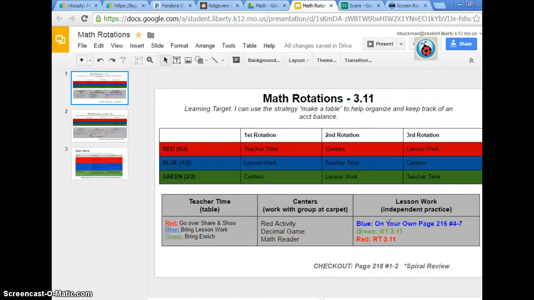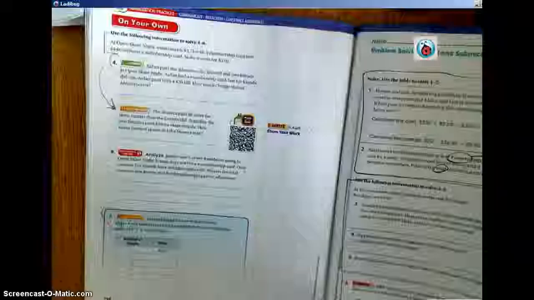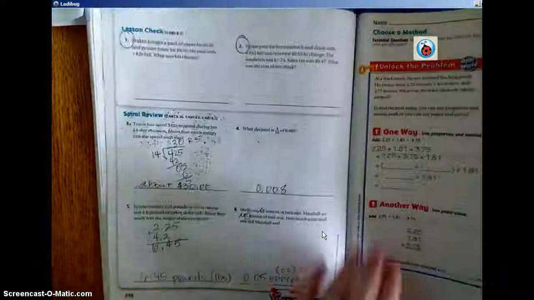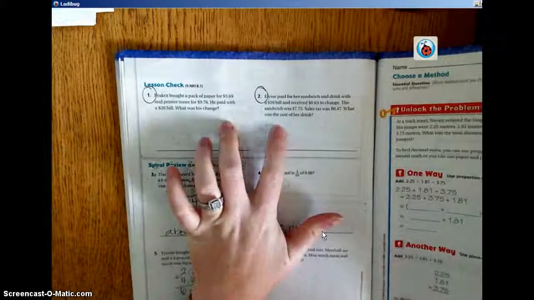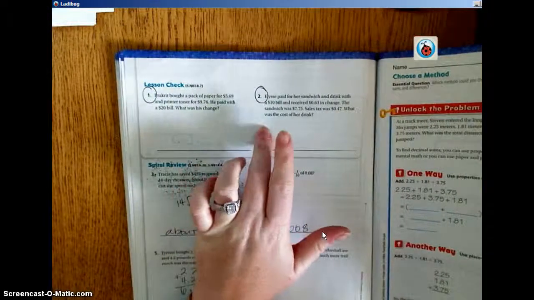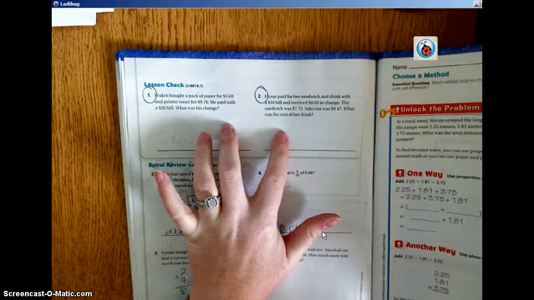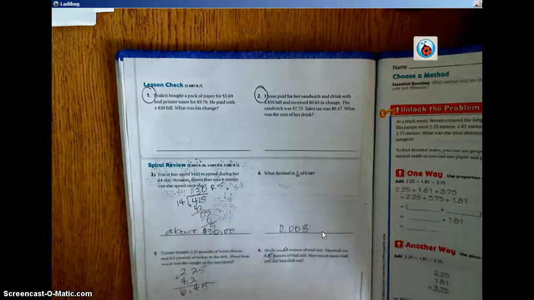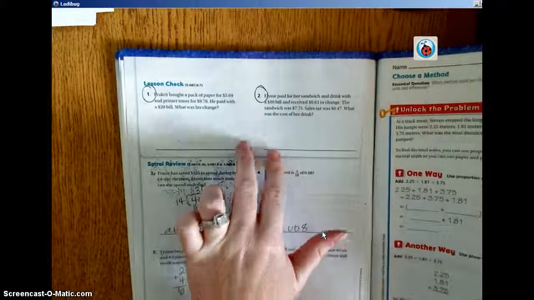So at the end of rotations, and we do rotations for about 40 minutes, and then the last thing they do is what I call the checkout, and I always put it at the bottom of the slide, and that is how we grade. And what they call it in here is the lesson check. So these are the 2 problems. If they get both right, they're at a 3 for grading purposes, and then just like they do the share and show. But this is what we take our grades on.